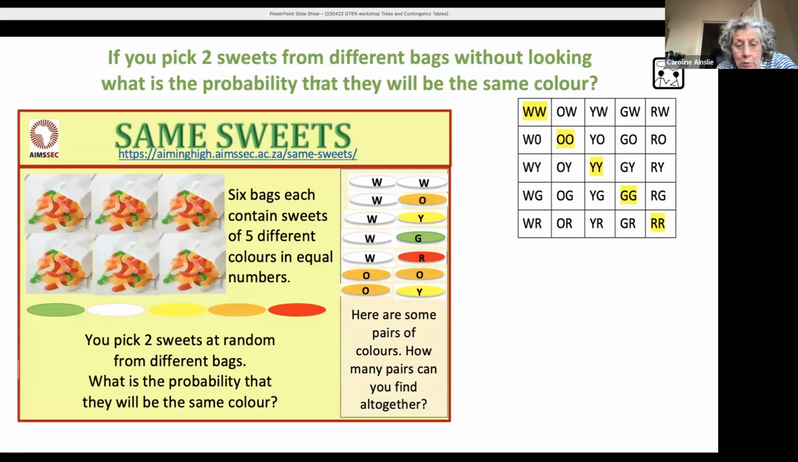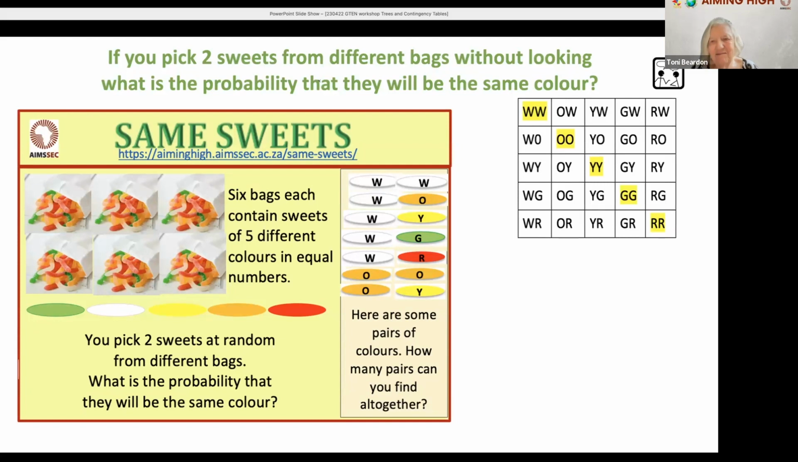Cynthia, 20%. So Cynthia has represented it as a percentage, and Llewellyn as a fraction. And guess what? They're both correct, which is lovely. So the highlighting there is where the colors are the same, and there are 25 possibilities. And in 5 of those, the 2 sweets are the same color. And Nellie Seaway has said it's 5/25.